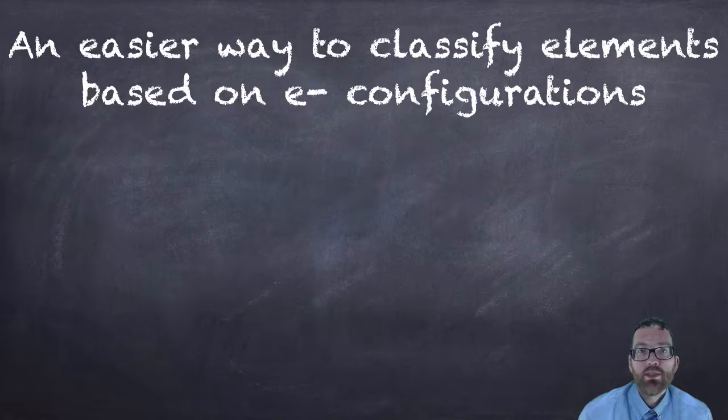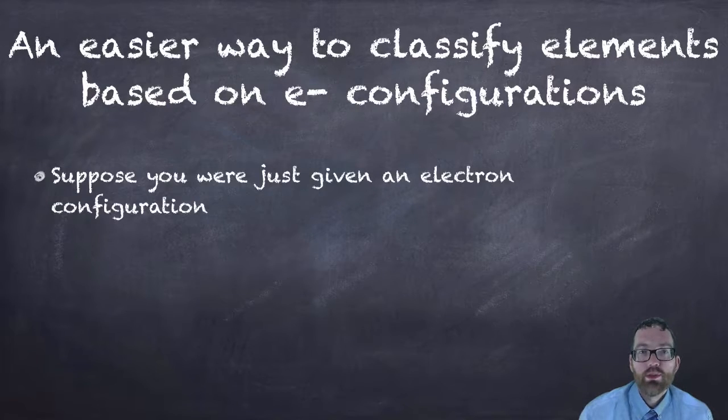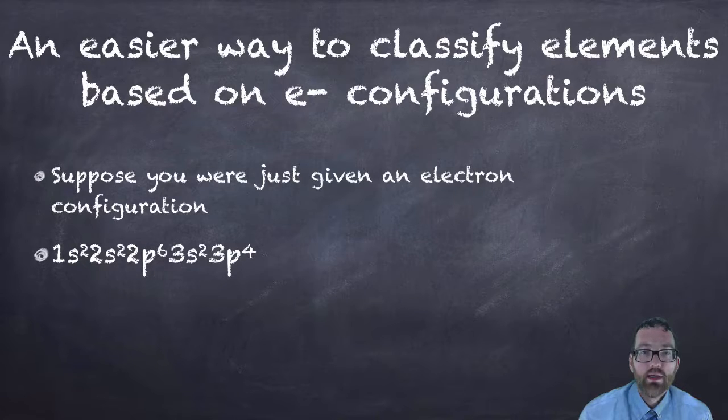So let me show you an easier way to classify elements based on electron configurations. Suppose you were given just the electron configuration like this here, and I asked you to classify it. Now you have a 25% chance, and I just told you, based on these configurations, how to know which one it is, but there's actually an easier way.